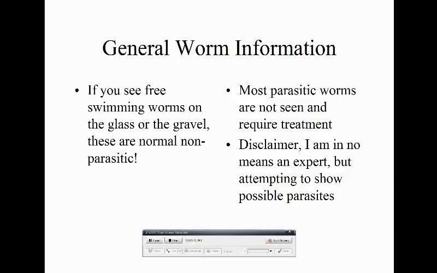Normally, they're non-parasitic. What I mean by that, you get them in on plants, or on other aquariums' decorations if you move them to different tanks. Normally if they're free swimming, you're fine. And here's the problem: the parasites you can't see normally require treatment. But if you don't know you have them, you don't know how to treat them. And that's what I'm going to try to explain through all of this. And again, the disclaimer.